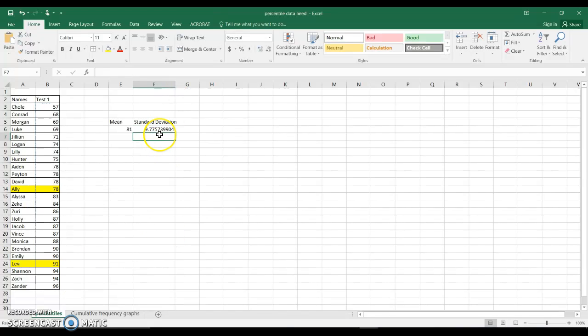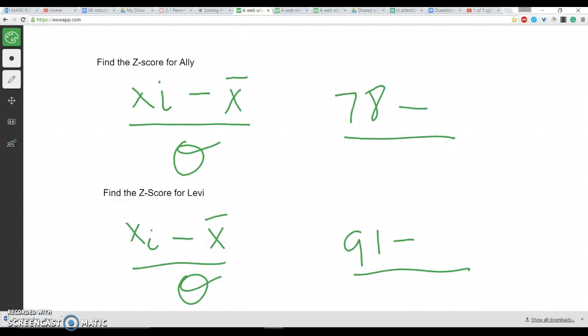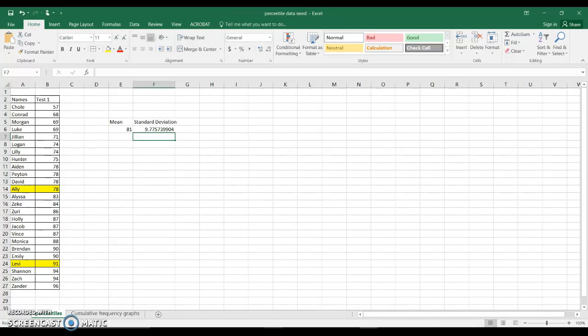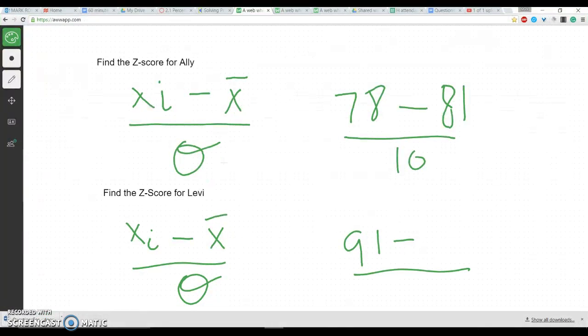To make this calculation easier, we're going to round this to about 10. So we're just going to say, that looks close to 10. So when we go back here, we'd say 81 divided by 10. And for this one, again, our mean's 81, and this is 10. So we can figure out what these would equal.